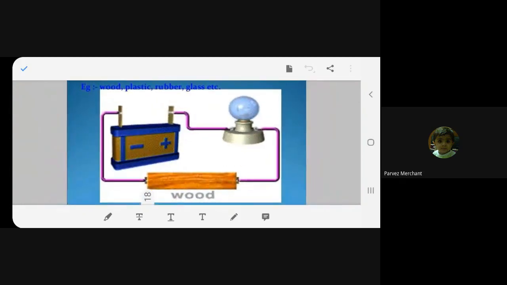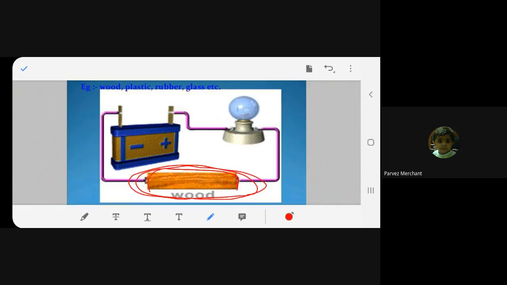Yes, beta. And instead of this thing, can you see this wood? We can use rubber, we can use plastic, or an iron nail, paper clips, or glass, whatever comes to you, whatever is lying in your house. You can take a leaf, a green leaf or a dry leaf, anything you can take, and you fit it in between. The circuit will remain the same. If the bulb glows, that means it is a good conductor of electricity. If the bulb does not glow, it is a bad conductor of electricity. Have you understood? Yes, ma'am.